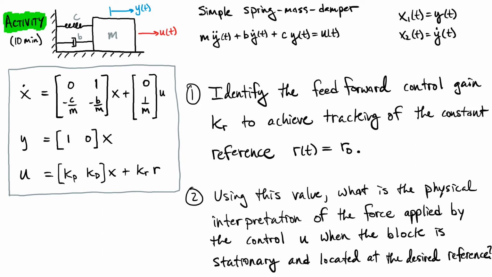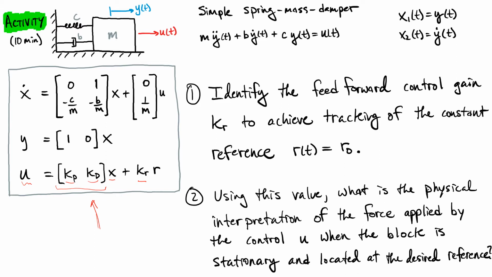In this activity, we're going to use the ideas of state space tracking that we developed in the last couple of videos. Here you're going to be looking at just the simple spring mass damper again from the state space perspective, which I've already given you the equations for. We're going to be considering a feedback control law that uses two gains, a proportional and a derivative gain inside this overall gain matrix, multiplying the state, and then this KR term, which is the gain that we just talked about in terms of tracking.